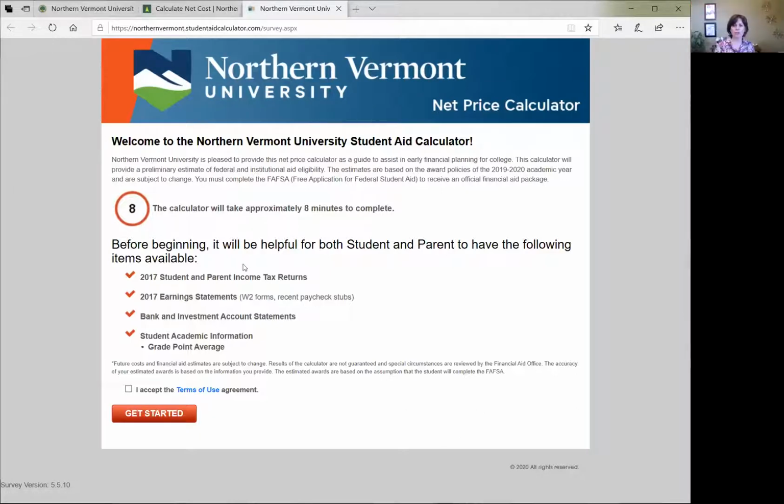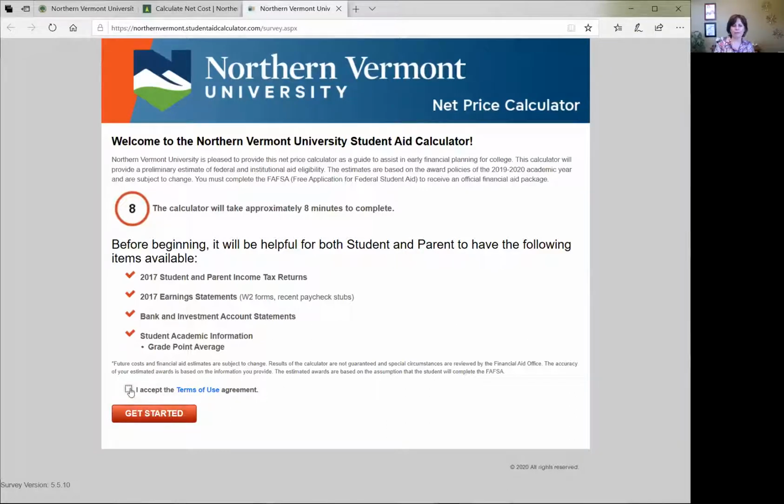Okay, so here's their net price calculator. It says it takes 8 minutes. It's asking for the 2017 information. So this off the top tells me that this is not current information, because 2021 financial aid is based on 2018 information. So this net price calculator is not current.